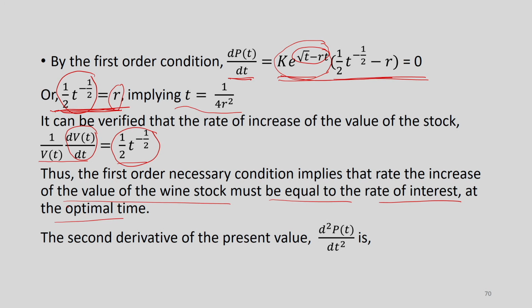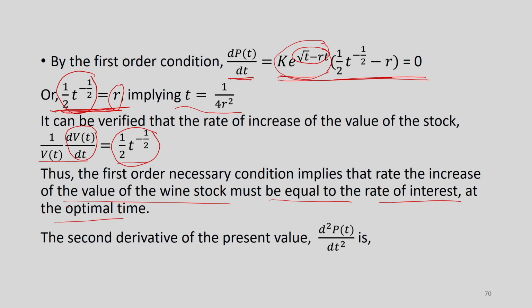But that is only the necessary condition. That is the first order condition. If this does not happen, then you do not have a maximum. That is what this essentially means. But that is not a sufficient condition. It is possible that at this point you are getting a minimum point.